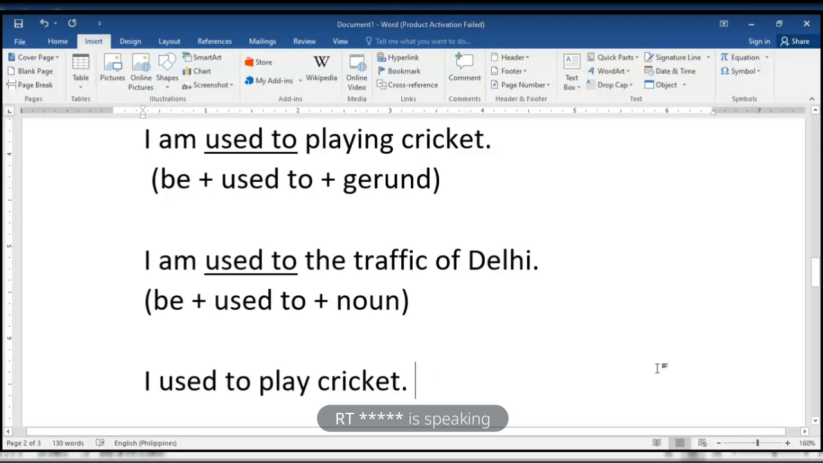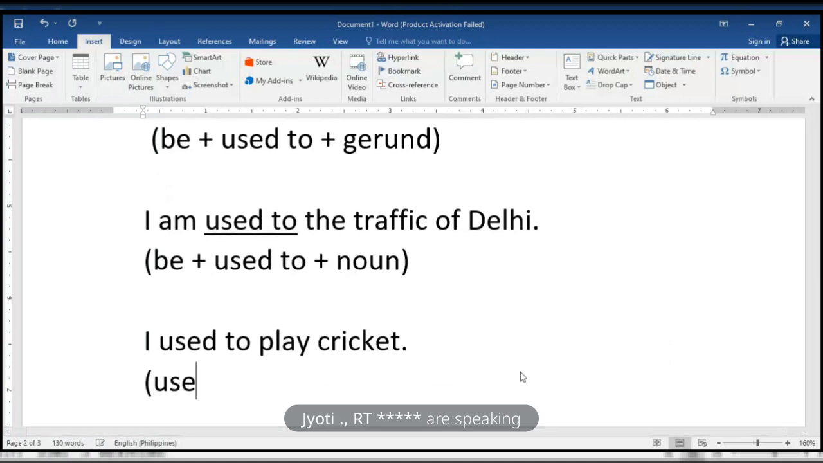When we want to say we had one habit, at that time also we say I used to play cricket, right?